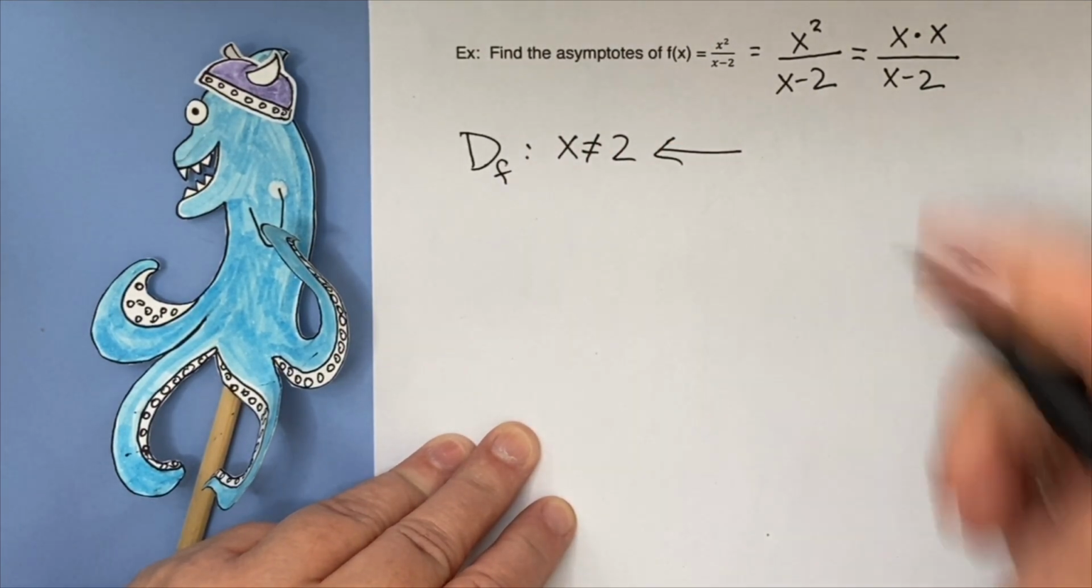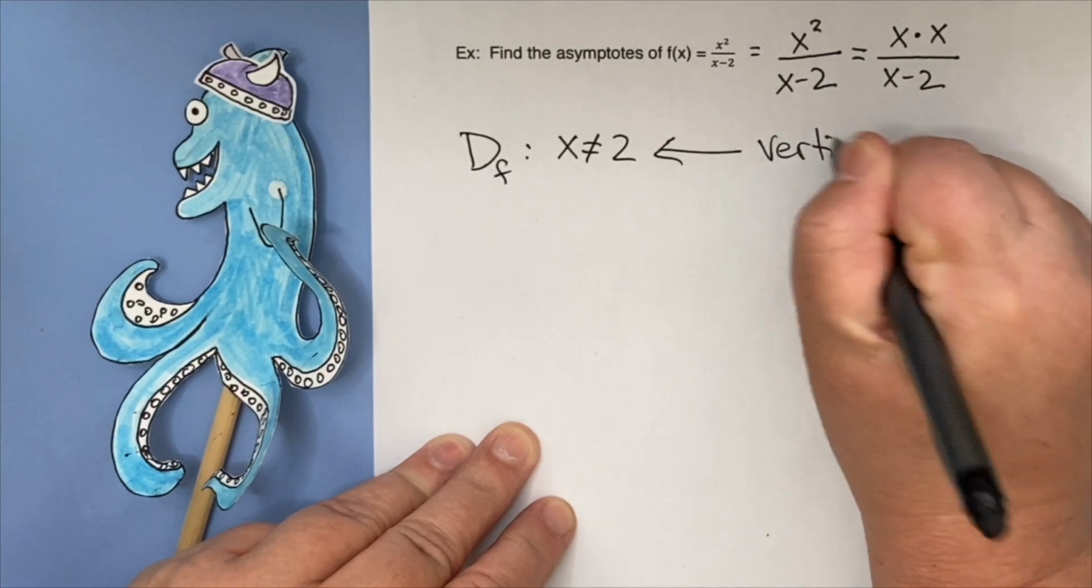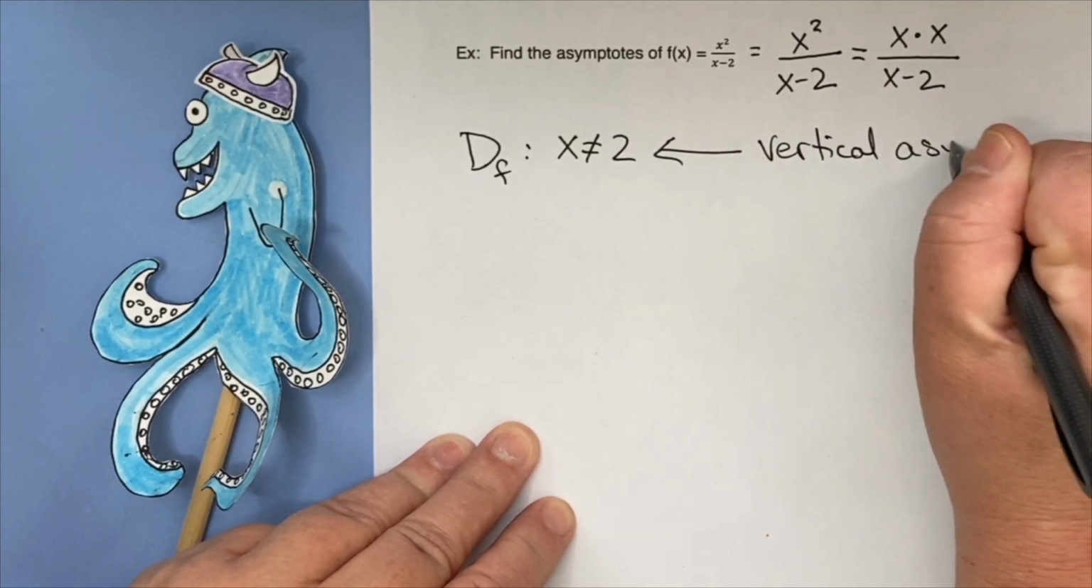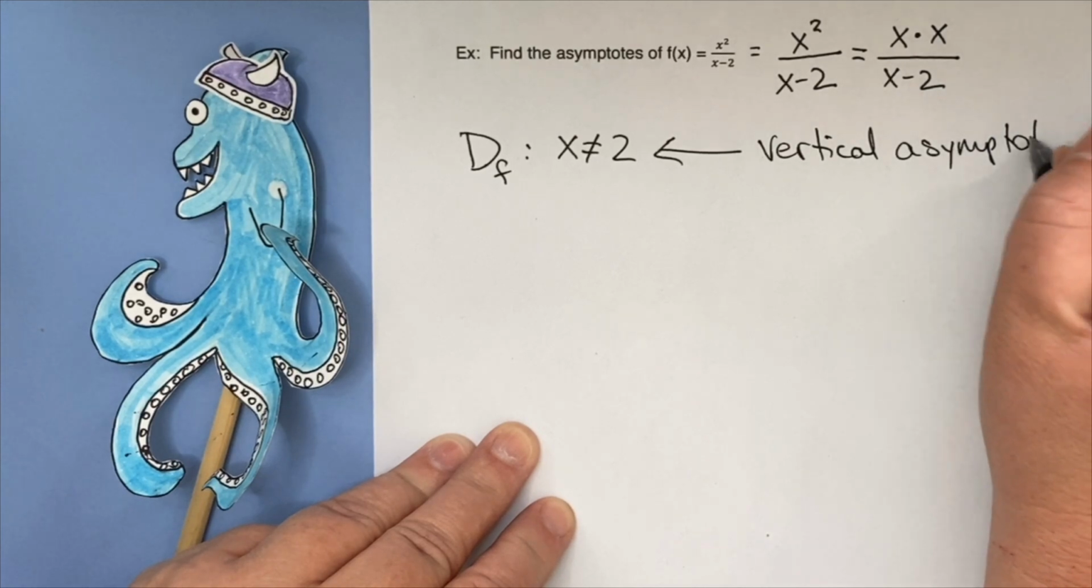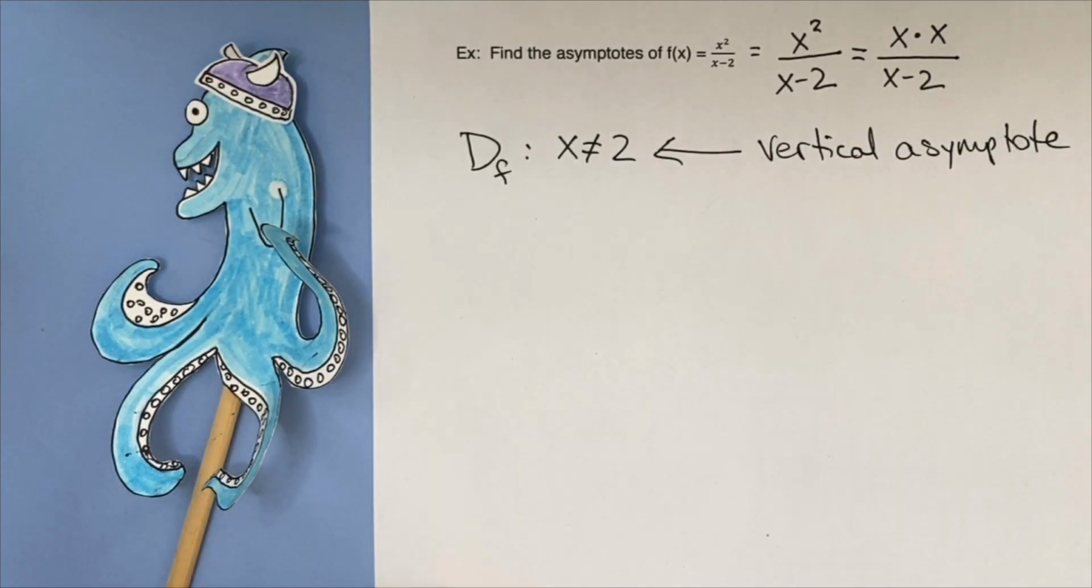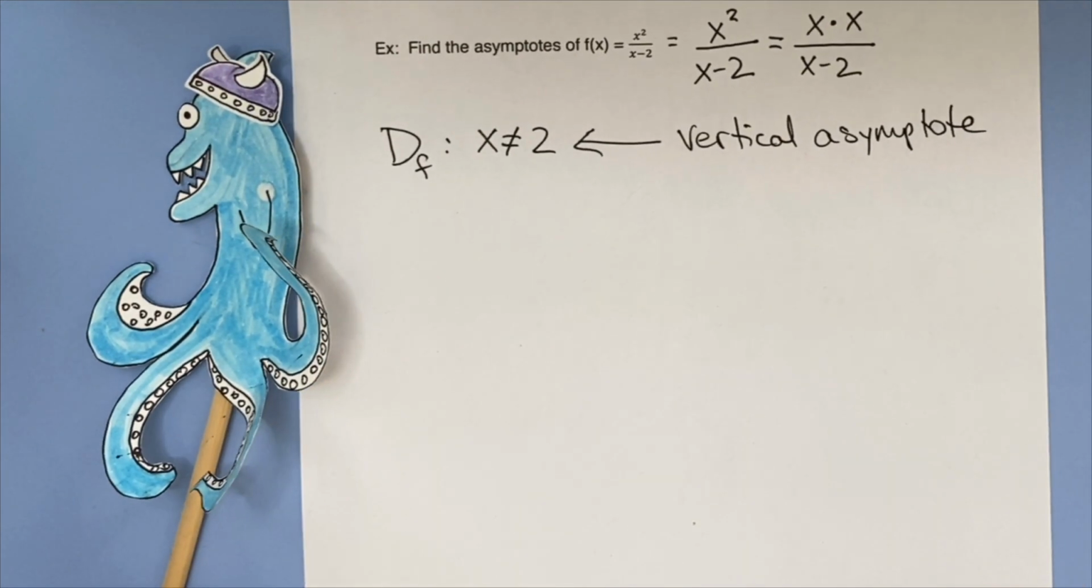And as soon as we know that, that's our vertical asymptote. Oh, you can't see the word asymptote. Sorry about that. There we go.